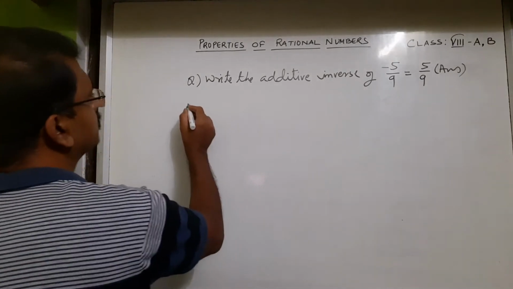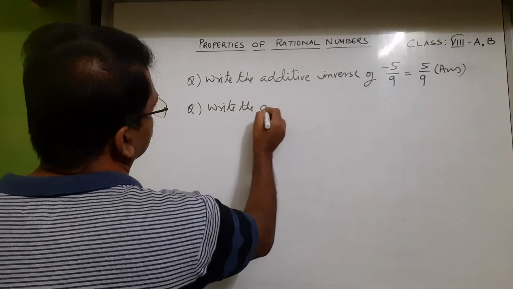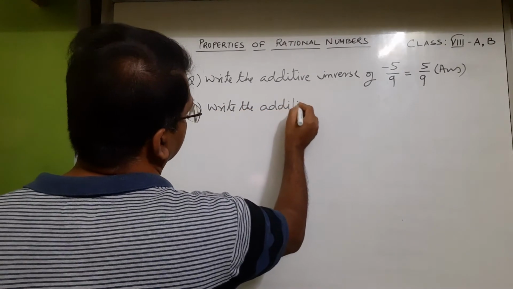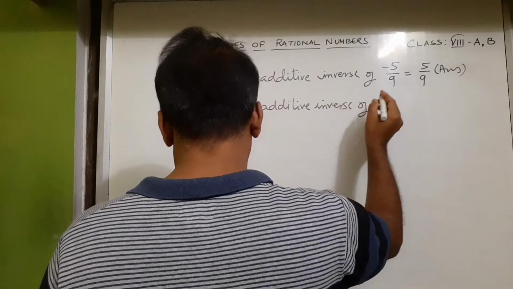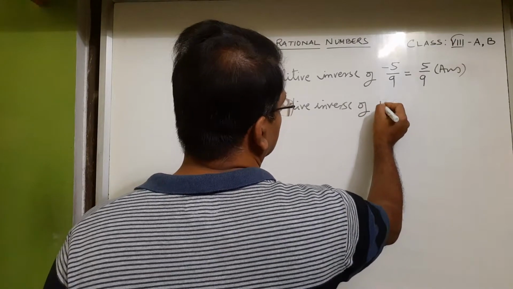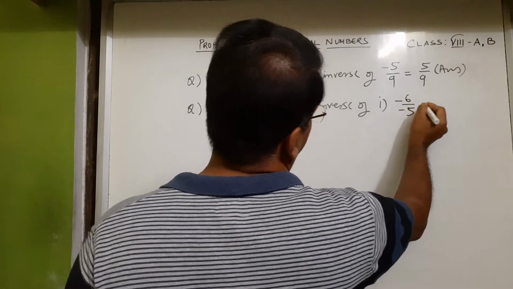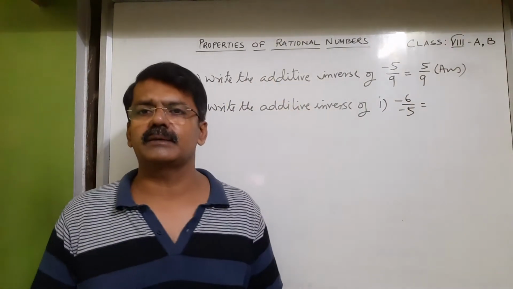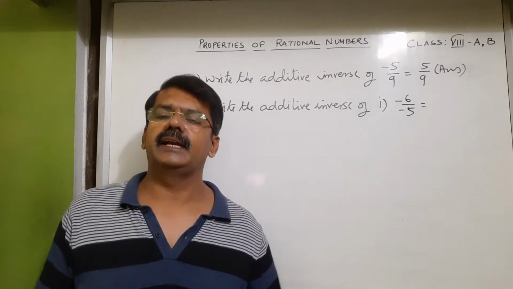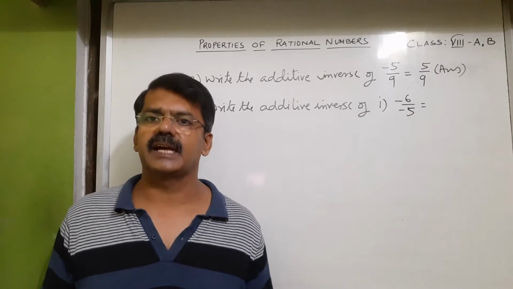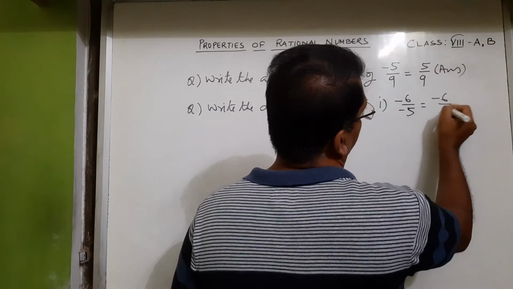Now write the additive inverse of minus 6 upon minus 5. See, first of all, when it is minus 6 upon minus 5, you can cancel the negative sign. So it will be 6 by 5. And 6 by 5, change the sign and it will be minus 6 by 5. So the additive inverse will be minus 6 by 5.